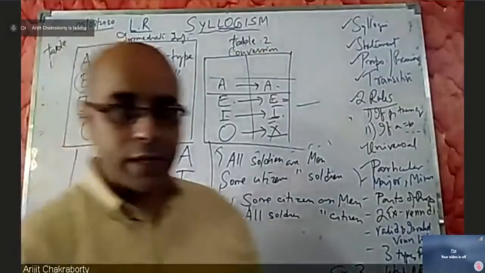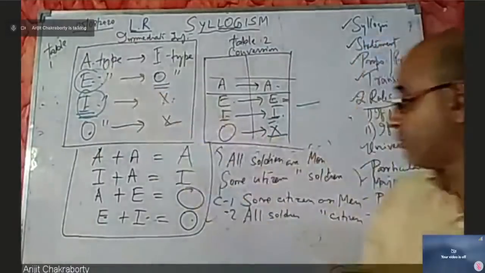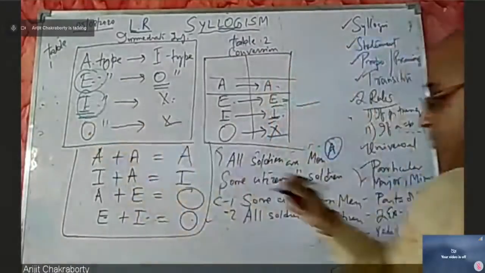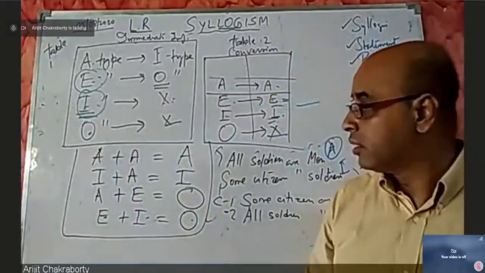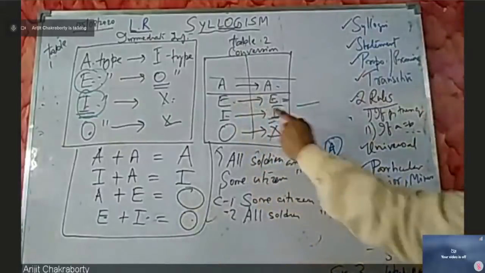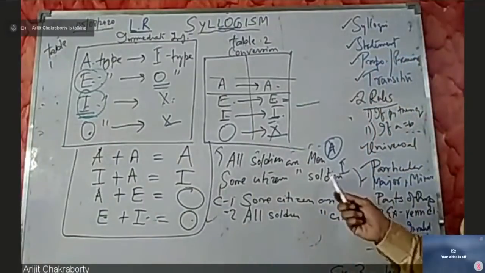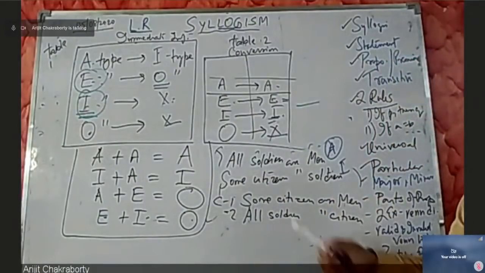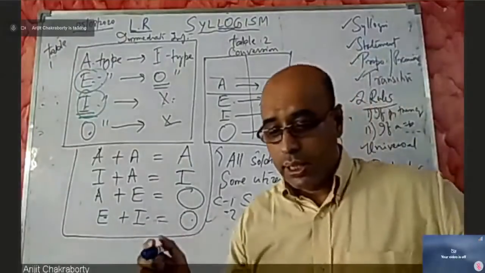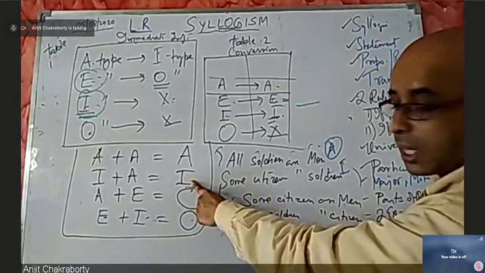So you are given two statements. Please see carefully. All soldiers are men. It is A type. So I am writing A. Some citizens are soldiers. I type. So A plus I. A plus I, I and A will give you I. Okay? And I can be interchanged also. So some citizens are soldiers, I can write it as some soldiers are citizens. Okay. Some soldiers are men. All soldiers are men. Some citizens are soldiers. So it's I plus A, which will become I type conclusion. So some citizens are men.